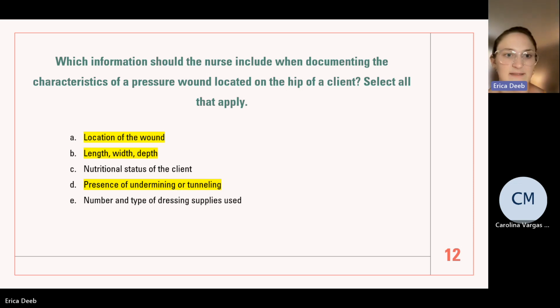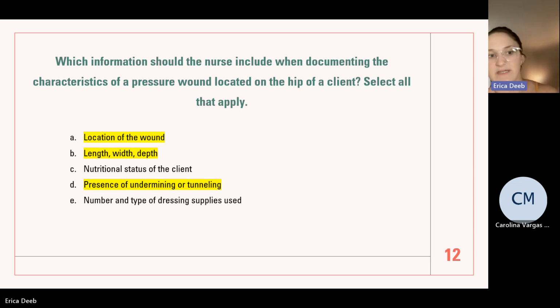D, the presence of undermining and tunneling. Yes, definitely. With these pressure injuries, the tunneling is when it goes out to the side and you might not know, but you're able to stick something in there and see, okay, it's actually going underneath the skin over to the right. So that shows how severe it might be. And we would not document the type of dressing supplies used when we're documenting the characteristics, but it's really important that we document the location, the length, width, depth, and undermining or tunneling.